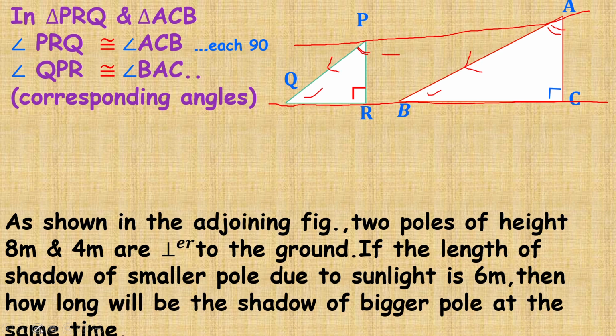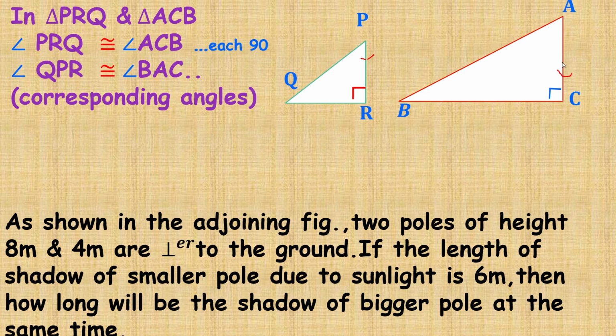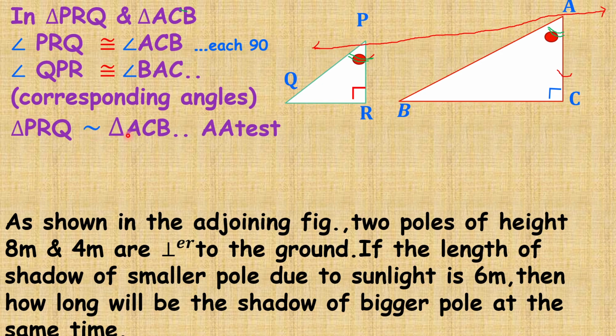Now remember here, PR is parallel to AC. Why? Because these are perpendicular to the ground. Therefore, PR is parallel to AC. And if PR is parallel to AC and AP is the transversal, then angle QPR is congruent to angle BAC because these are a pair of corresponding angles. Therefore, these two triangles are similar by a test of similarity.